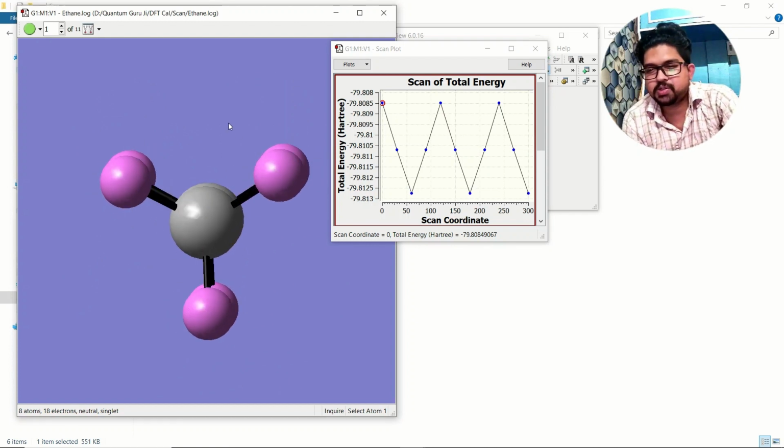If you want to see the specific angle of your rotation, you can put the number of steps and the angle value. I gave a rough value.